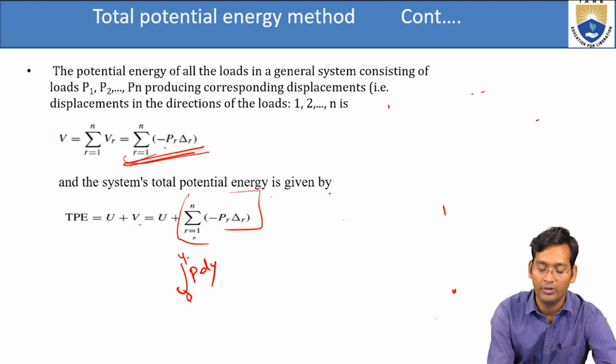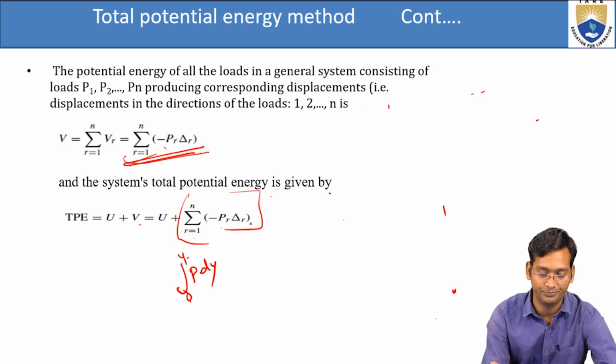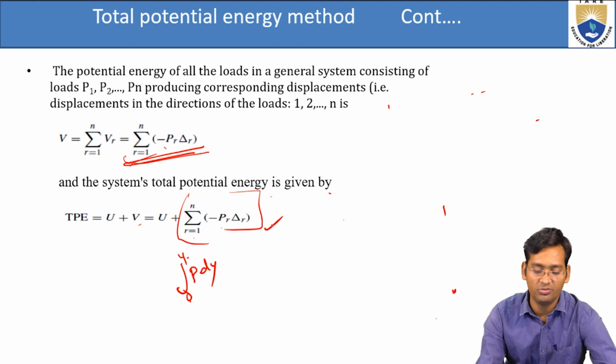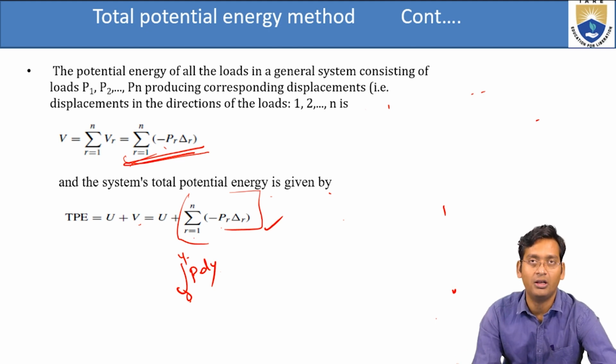So U and V is what? The sum from r equals 1 to n of minus Pr delta r. Okay, so this will be the total potential energy method.